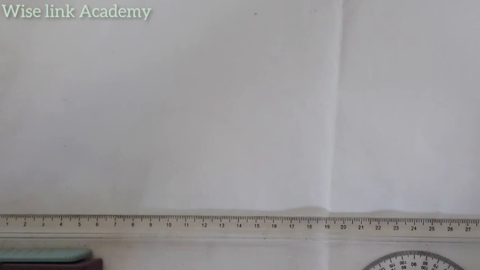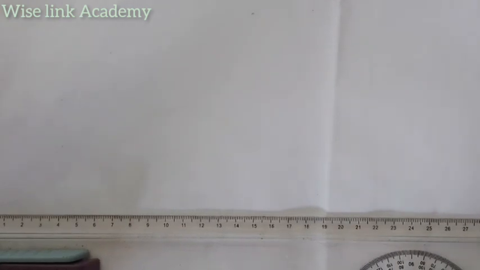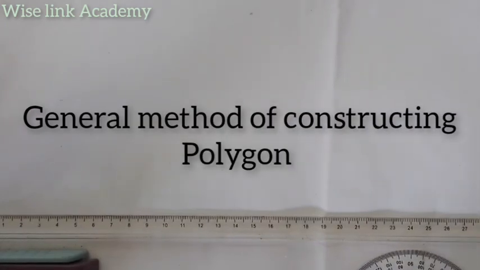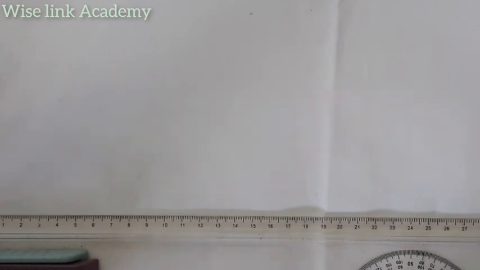Today we want to look at an aspect in technical drawing called the general method of how to construct a polygon. We all know what a polygon is. A polygon is a plane figure that has all sides equal. It's a plane figure that has all sides equal.